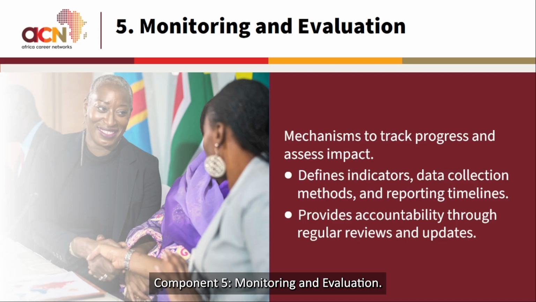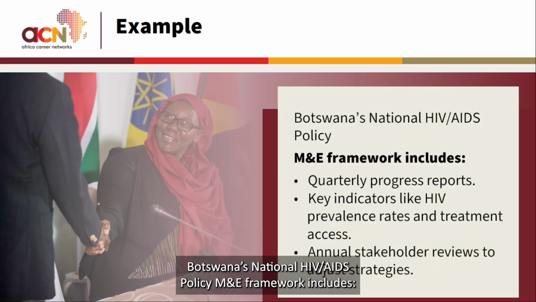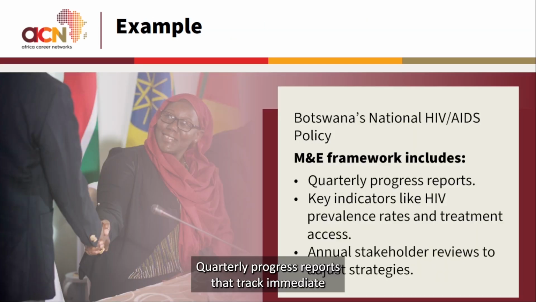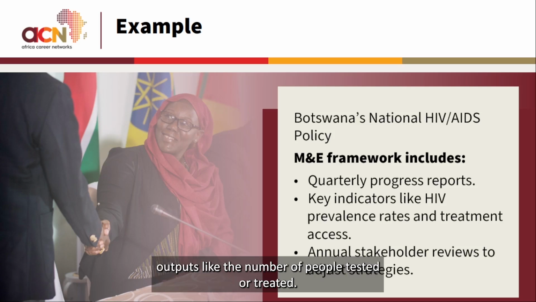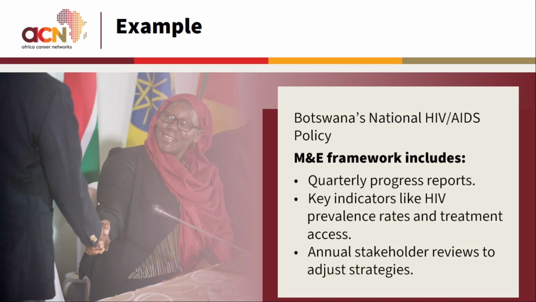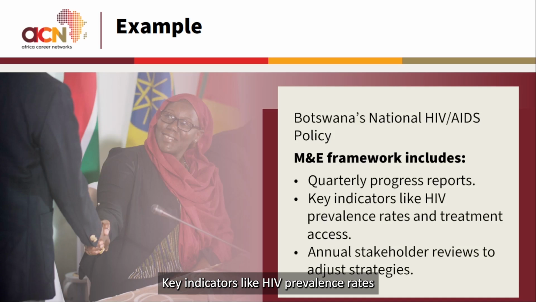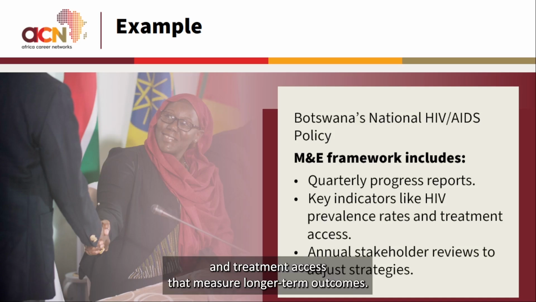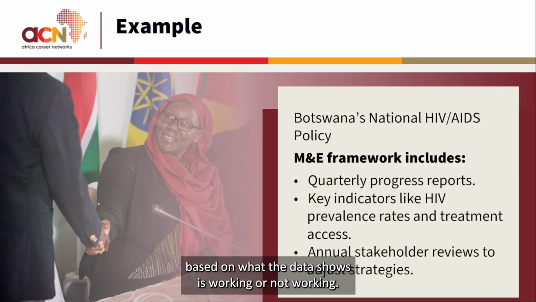Botswana's HIV and AIDS policy M&E framework includes quarterly progress reports that track immediate outputs like the number of people tested or treated. Key indicators like HIV prevalence rate and treatment access that measure longer-term outcomes. Annual stakeholder reviews to adjust strategies based on what the data shows is working or not working.